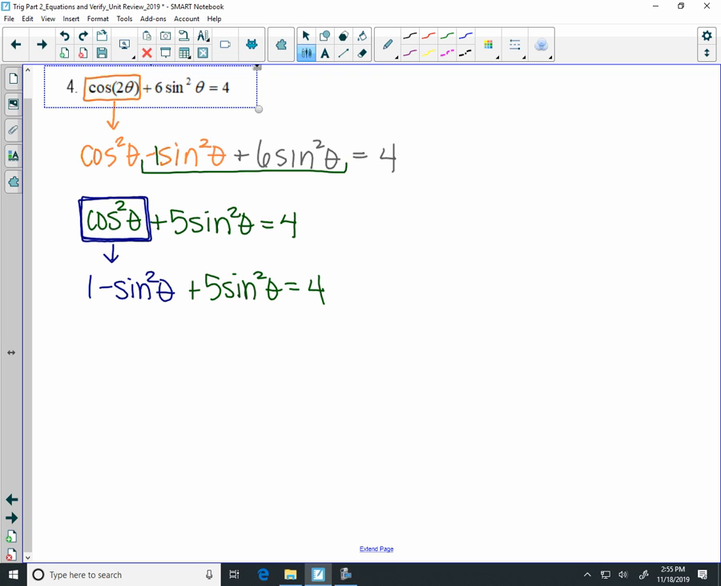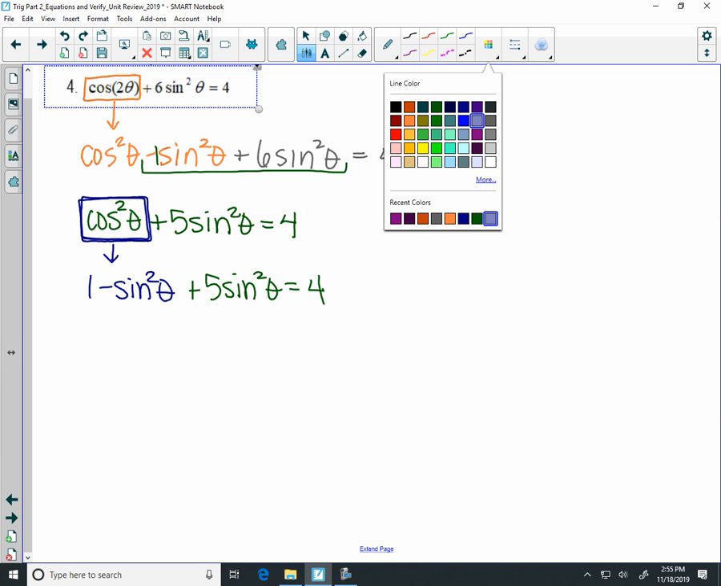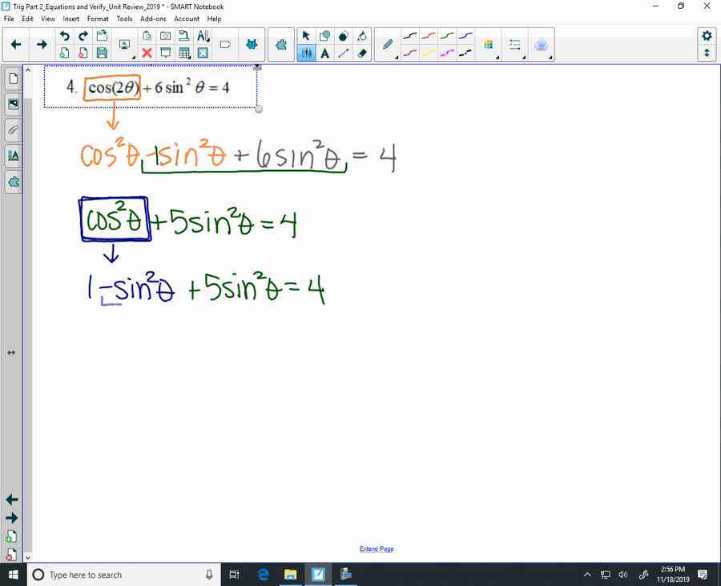And then again, I'm going to combine my like terms. It's a little bit repetitive here. Substitute, combine, substitute, combine. Here I have negative sine squared and positive 5 sine squared. So that's going to be 4 sine squared.